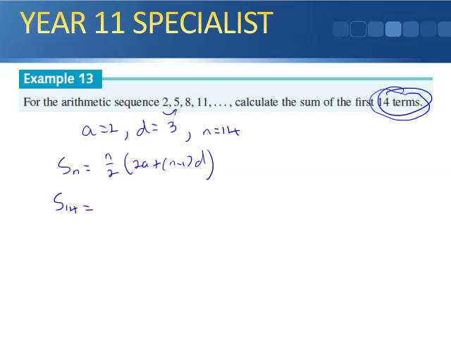We want the sum of the first 14 terms, so we have 14 divided by 2, times 2 times 2, which is 4, plus, I'll do my d first, 3 times 14 minus 1, which is 13. So I'm going to have 7 times, 13 times 3 is 39, plus 4 is 43, times 7, 301. So there's the sum of the first 14 terms.